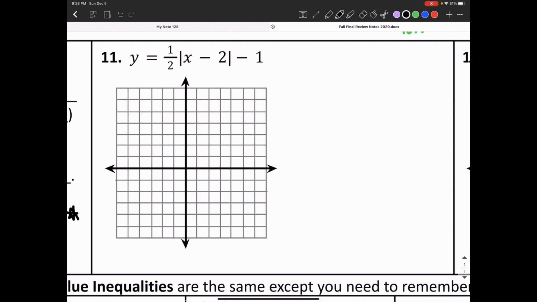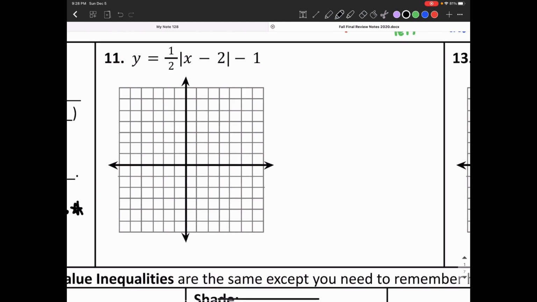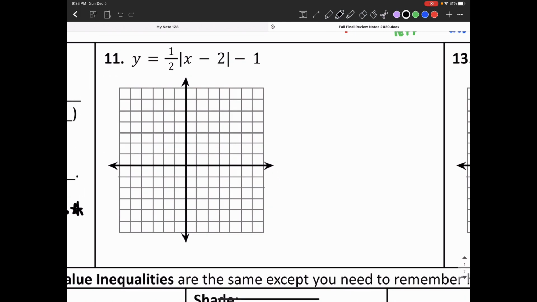So let's try to graph one. I have y equals 1/2 times the absolute value of x minus 2, minus 1. I want to think about all the transformations that I have here. First of all, on the outside, I have minus 1. This tells me that I'm moving down 1. I also have minus 2 inside of absolute value bars. This tells me that I'm moving right 2. So if I see something being subtracted inside, I know I'm moving to the right.